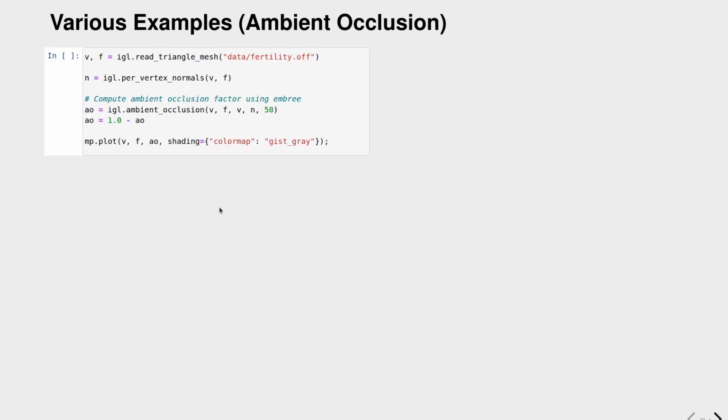Another example is ambient occlusion, and this tells us about how exposed vertices of our geometry are. So for this, LibIGL calls into the library Embree for ray tracing, and how exposed the vertex is calculated by shooting rays at the vertices and counting the intersections. That's the basic idea of this. Let's see how it works.